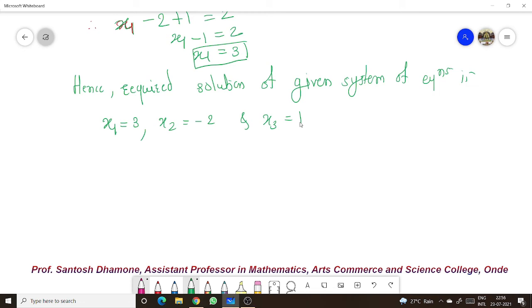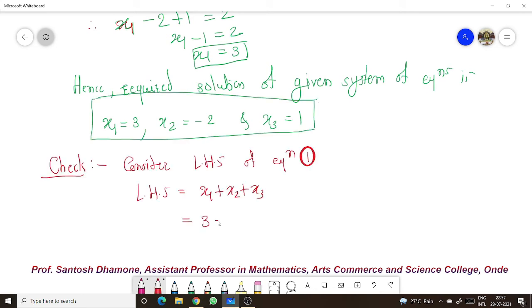Consider any equation. LHS of equation 1. LHS: x1 plus x2 plus x3 is equal to 3 minus 2 plus 1, which is equal to 2, which is equal to RHS. Therefore the given solution is correct. Okay, so dear student, we solved one non-homogeneous system of equations and got a solution.